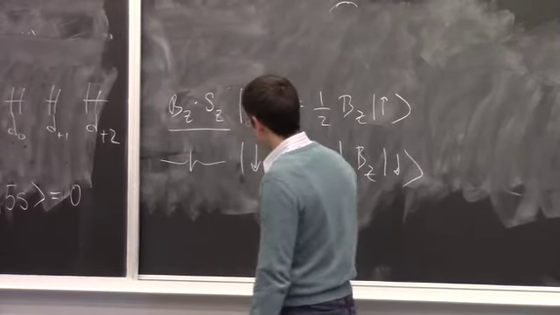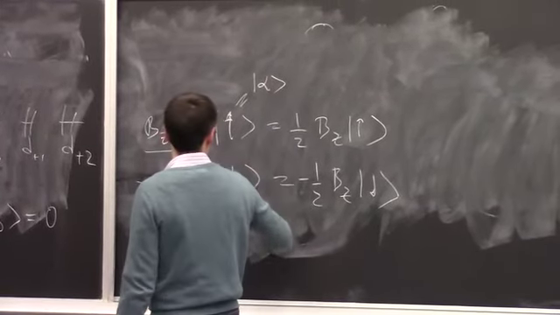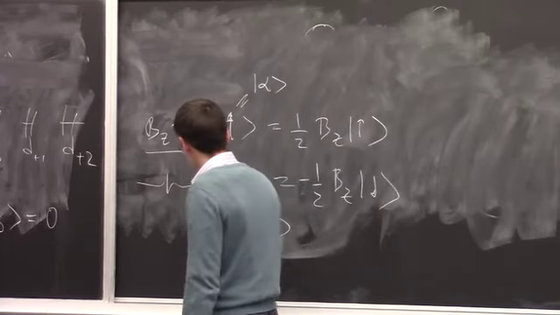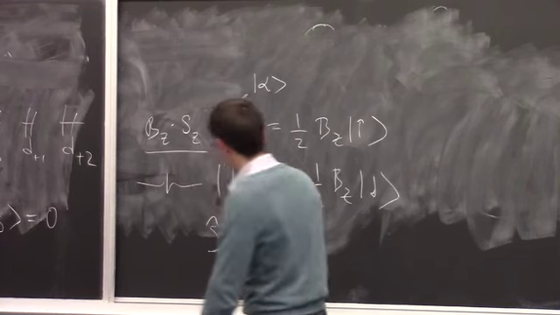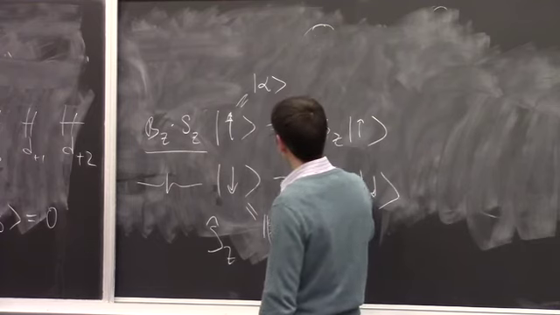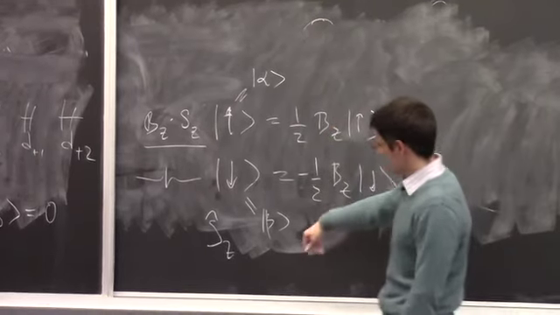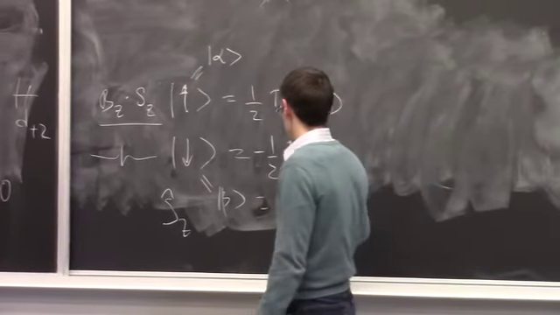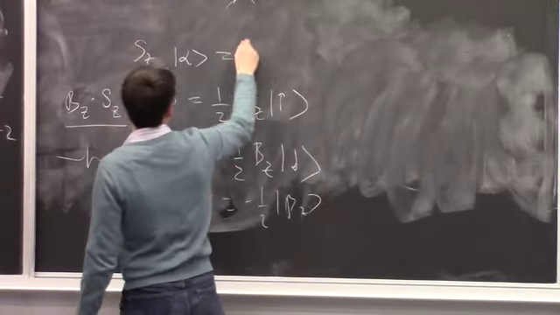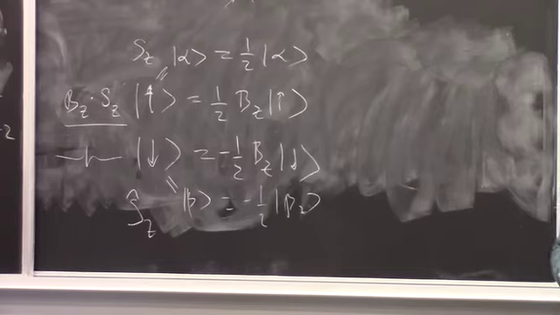So this up and down are also called alpha and beta states, which are eigenstates of Sz, the internal angular momentum of spin, right? They are defined such that Sz, when it acts on alpha, produces plus 1/2, and when it acts on beta, it produces minus 1/2 Bz, right? So that's the idea of the spin.